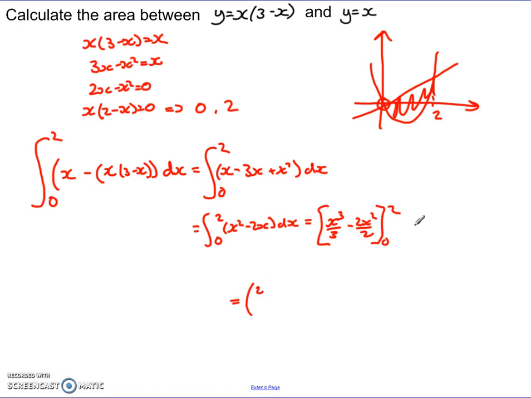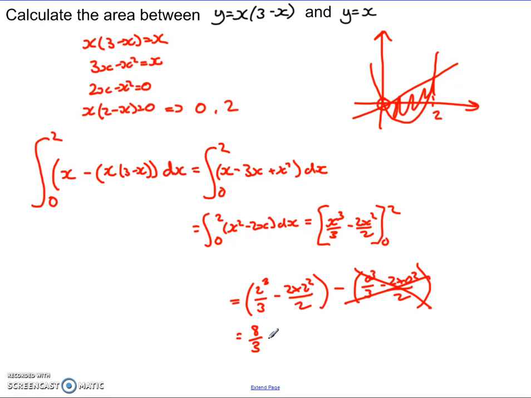So that then gives me, again, substitute the top and then the bottom, 2 cubed over 3, take away 2 times 2 squared over 2 for the upper limit, minus 0 cubed over 3, take away 2 times 0 squared over 2. Now this one just disappears. All of it is 0 to the power of something multiplied by 0, that just goes. First bracket here, 2 cubed over 3 then gives me 8 over 3. This one here, 2 times 2 squared divided by 2, well 2 squared is 4, times by 2 is 8, divided by 2, we get take away 4.